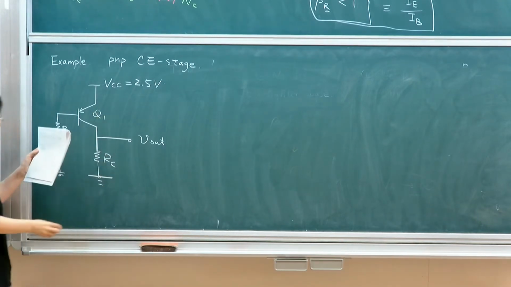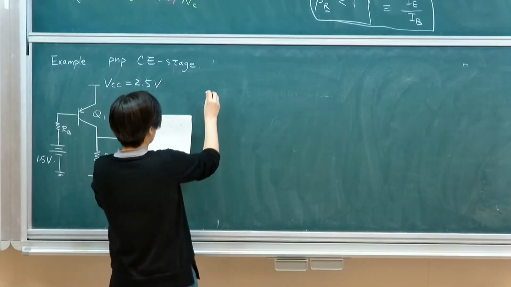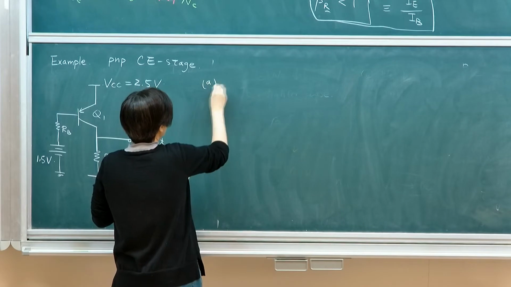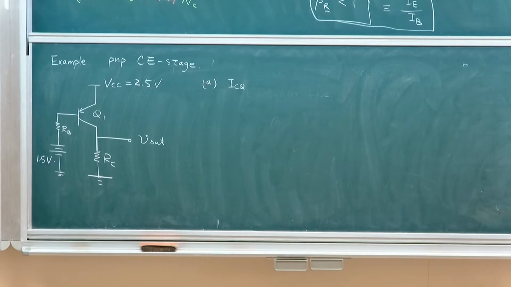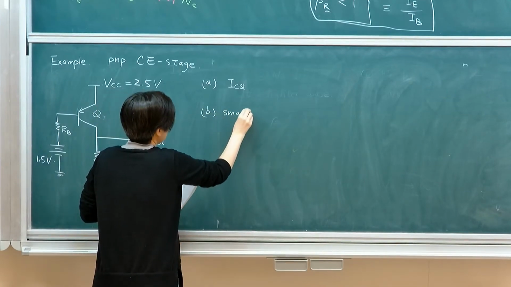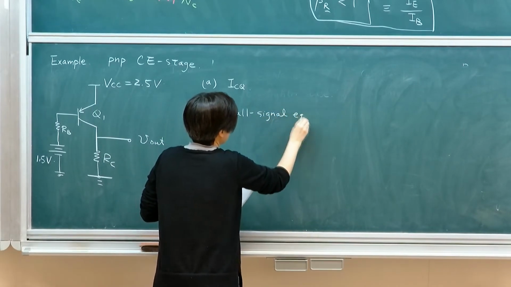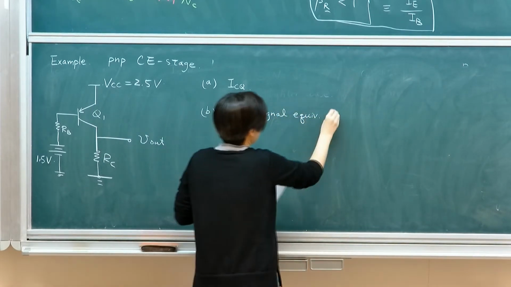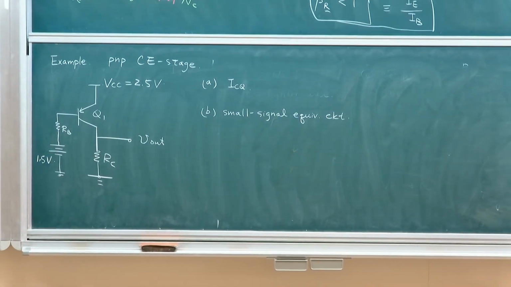So if I give you this circuit, I would like you to do 2 things. First of all, find ICQ, your operating point. And second, construct the small signal model. Okay? So construct a small signal equivalent circuit.